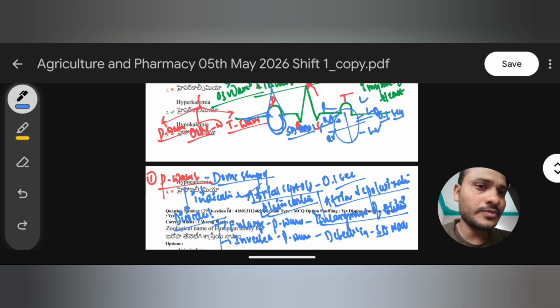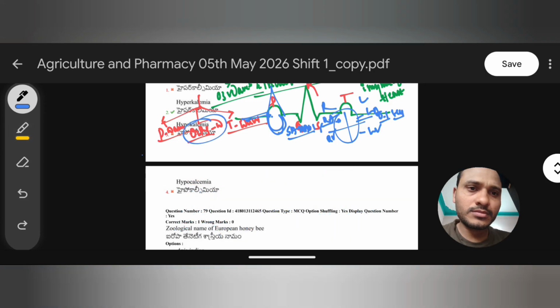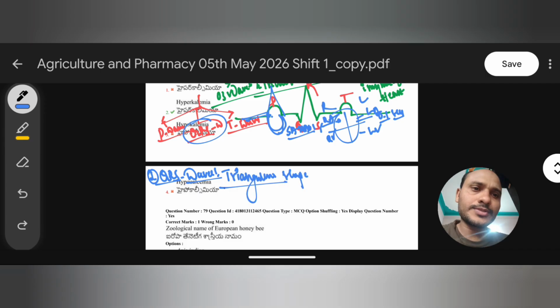So remember, P waves indicate generally atrial systole, atrial contraction or atrial depolarization. It occurs for only 0.1 second. Likewise, we will discuss what the indicators of the QRS wave are. The QRS wave is triangle shaped. Generally, in which shape? Triangle shape. Very important: what does this QRS wave indicate?